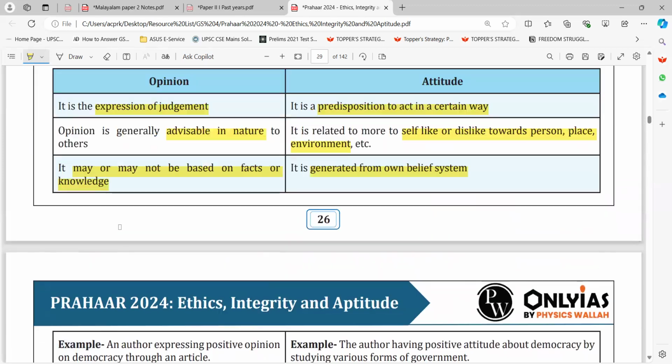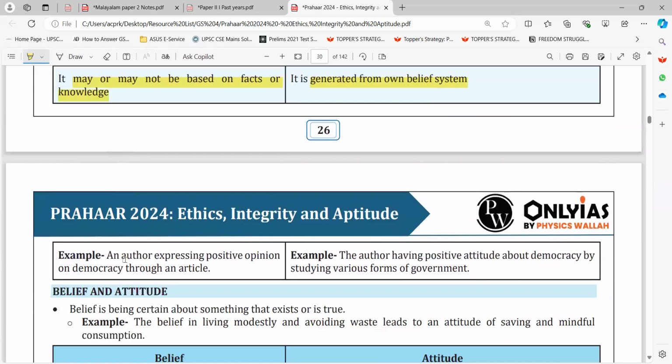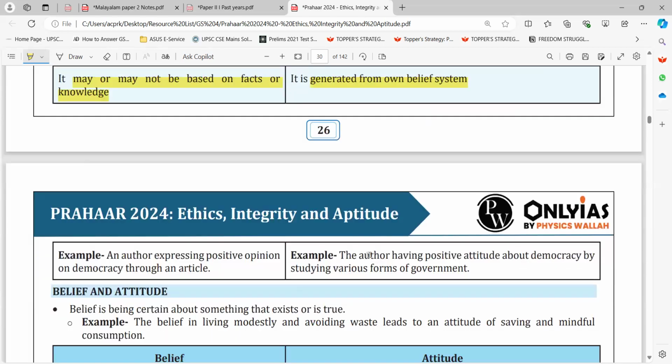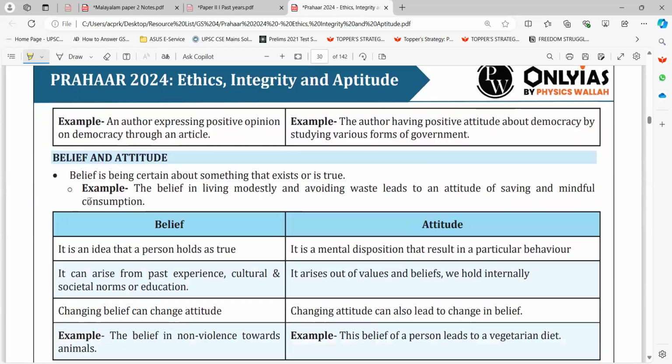Okay. Example, opinion: an author expressing a positive opinion on democracy through an article. Attitude example: the author having a positive attitude about democracy by studying various forms of government. Belief and attitude. Belief is being certain about something that exists or is true.